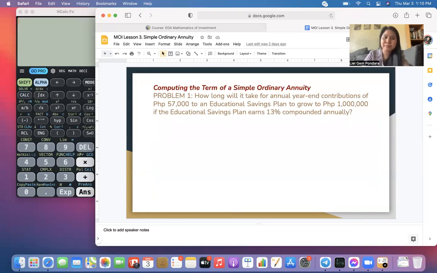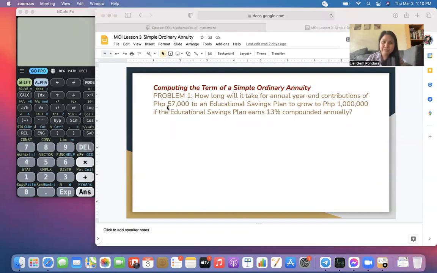Here's the first problem. How long will it take for an annual year-end contribution of 57,000 to an educational savings plan to grow to 1 million if the educational savings plan earns 13% compounded annually? Now we need to identify first the givens.